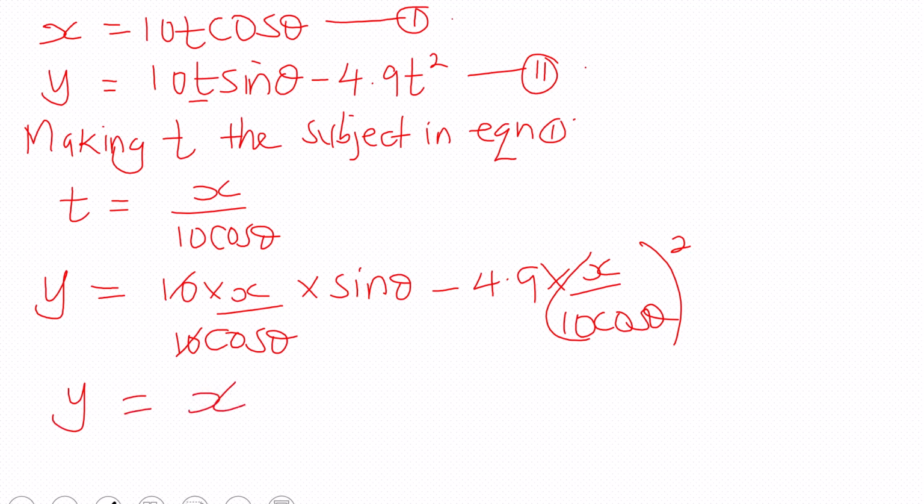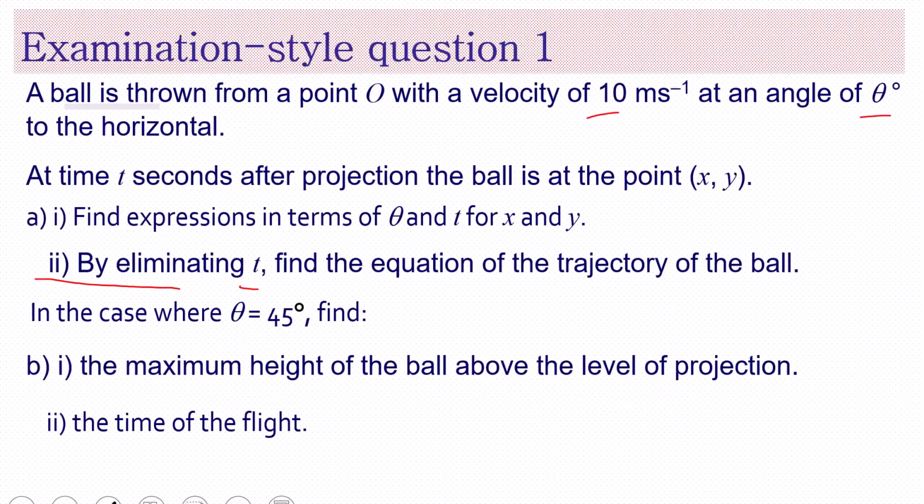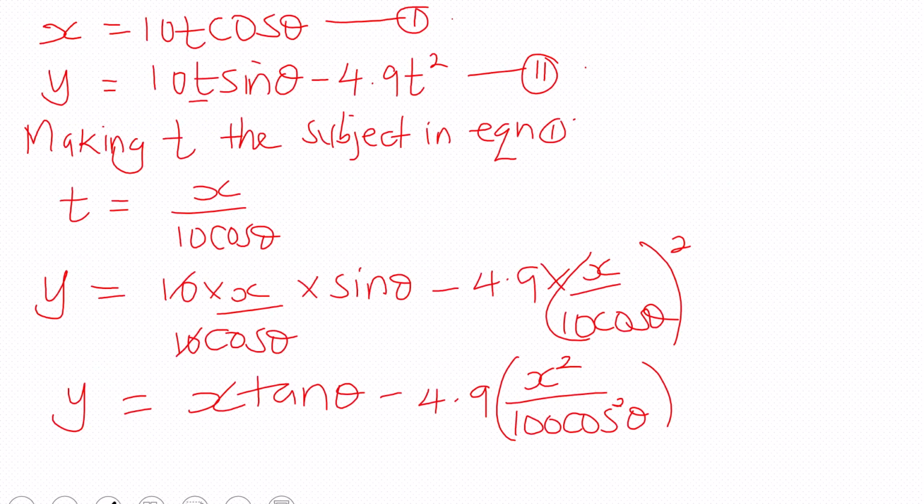We know that sine of theta out of cos of theta is tan theta. Then minus 4.9 into x squared out of 100 cos squared theta. So this becomes the equation they wanted us to look for. By eliminating t, find the equation of the trajectory of the ball. So this is the equation of the trajectory.